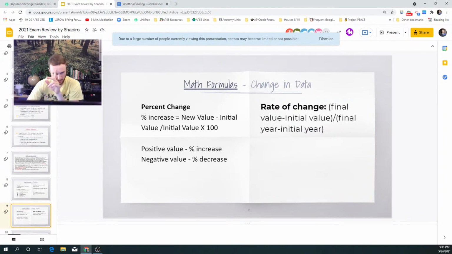We also have percent change. Remember, new minus old over old. They use an initial and new. That doesn't give you the nice new. I don't think you'll have to do rate of change. You could look at it if you want to. It hasn't been on recent exams, but never hurts.